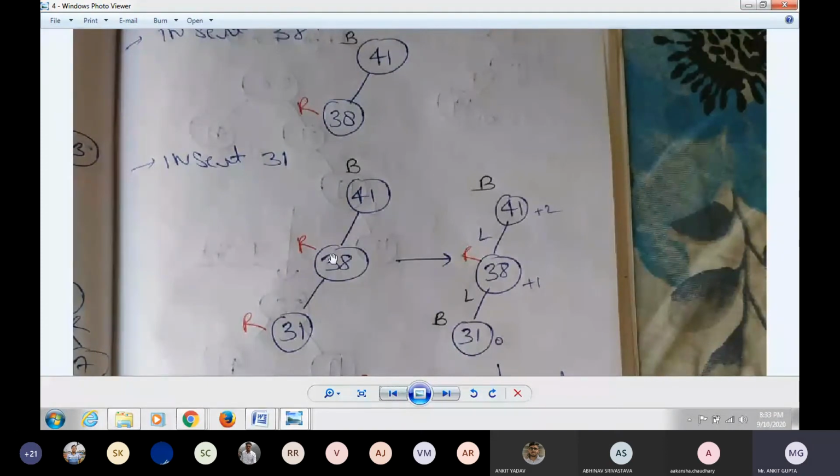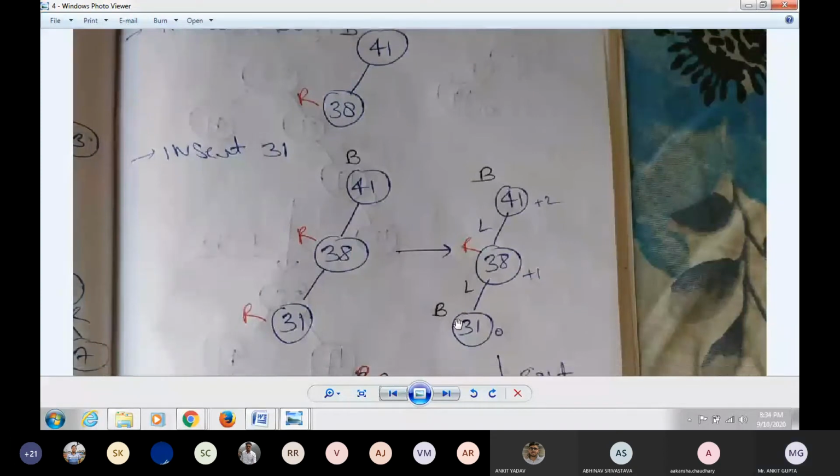Okay, so in the left side of 38, 31 will be inserted, but it is a red node, and we know the property: two red nodes should not be adjacent. Okay, so I will change the color from red to black. In this case, I will change the color from red to black. Are you getting? So root is black, and then this is a red node.